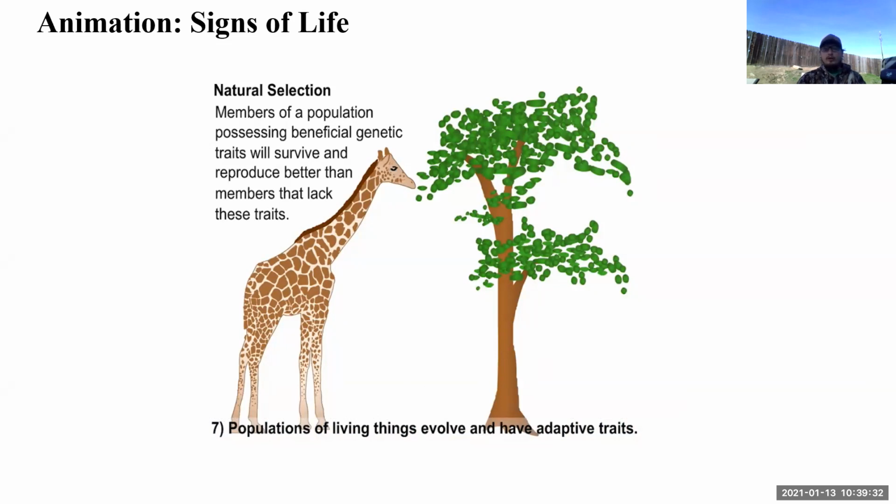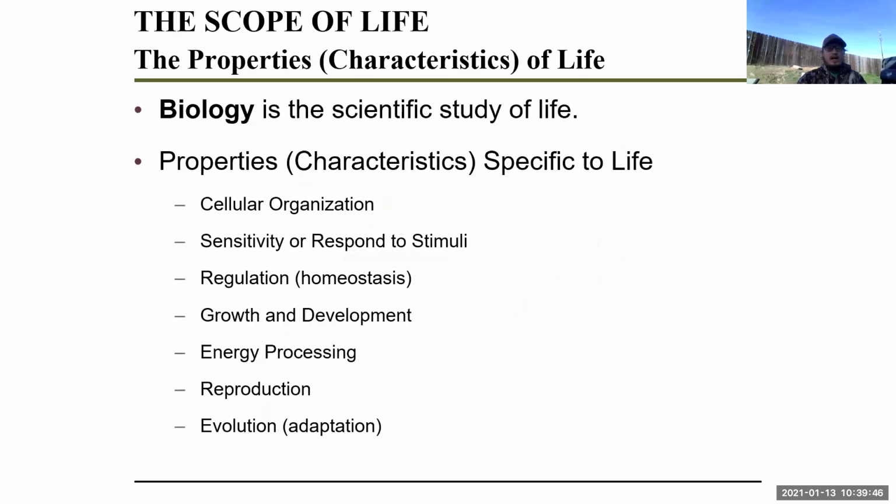Okay, so that video went over several different characteristics or properties that we use to classify something as being living or alive. And the different properties that the video went over were cellular organization, sensitivity to stimuli or the environment, so responding to the environment, regulation, and this regulation is also referred to as or related to homeostasis.